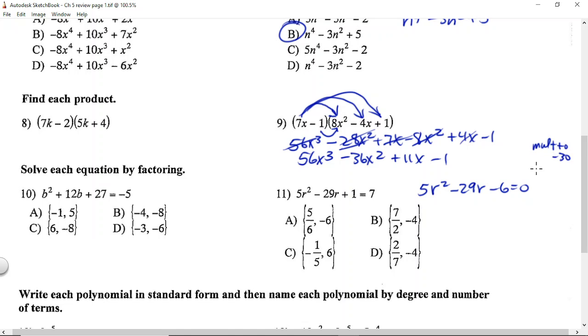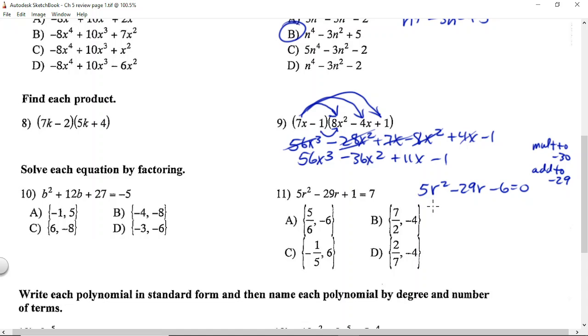Negative 30, add to negative 29. Well, that's kind of easy because 29 is almost 30, right? So they've got to multiply to negative 30. So it must be negative 30 and 1, right? That will multiply to negative 30 and add to negative 29.